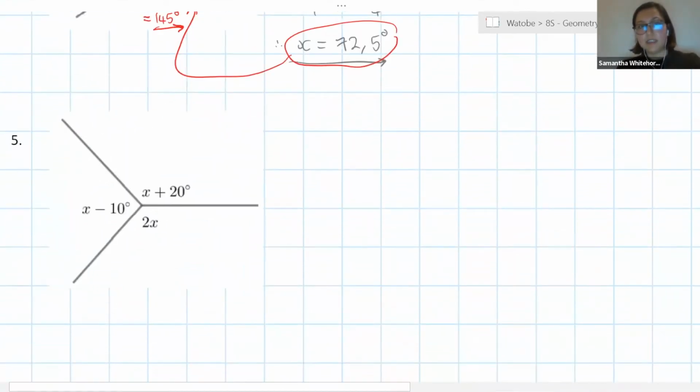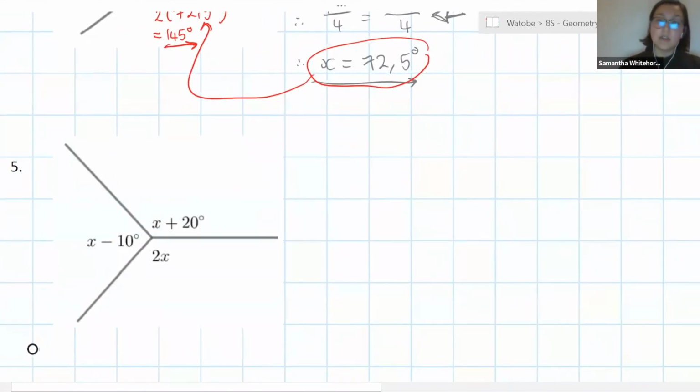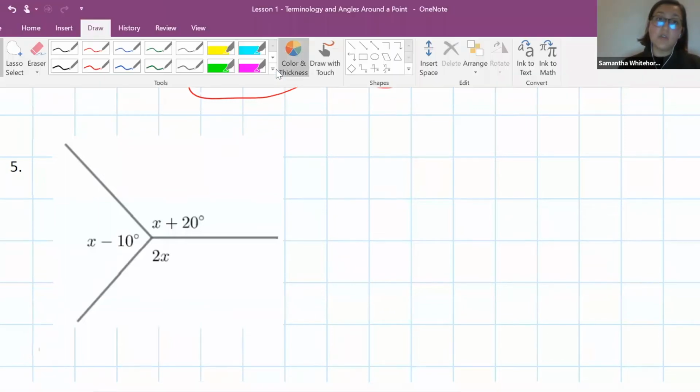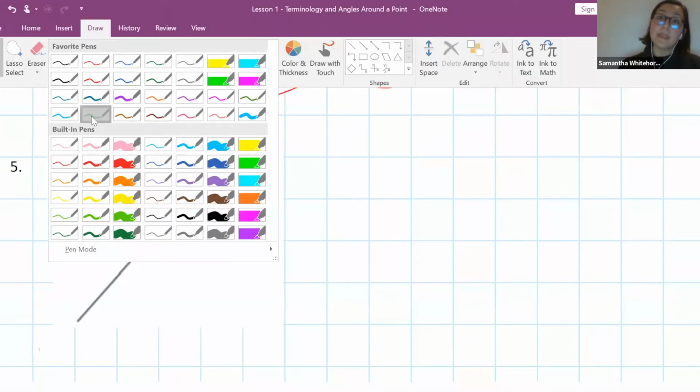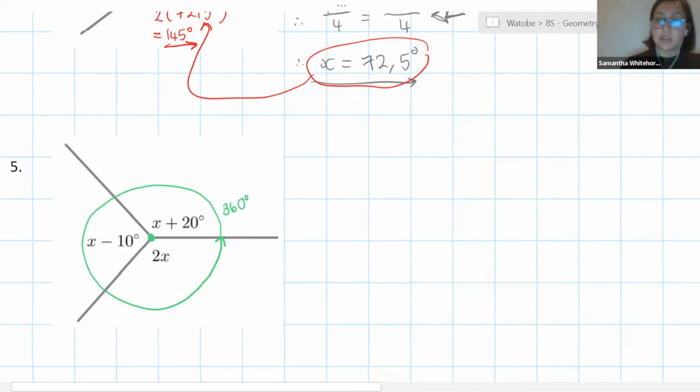Right. Okay, this is a little bit harder because all of my angles have an X in it. So I'm going to start you off just by saying, remember that if we have a central point with angles around that point, if I add all of those angles up, I should get 360 degrees. So you guys are doing well.